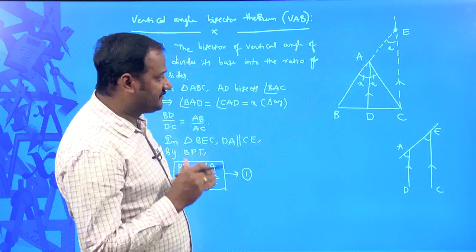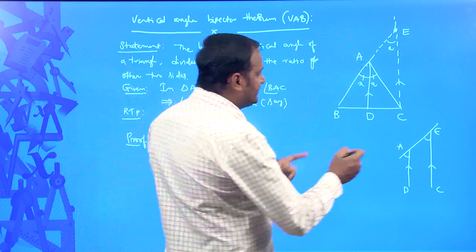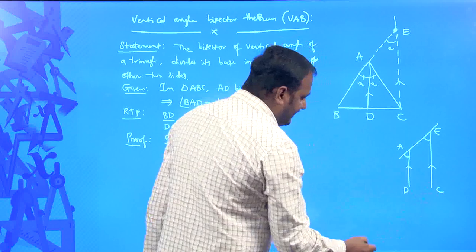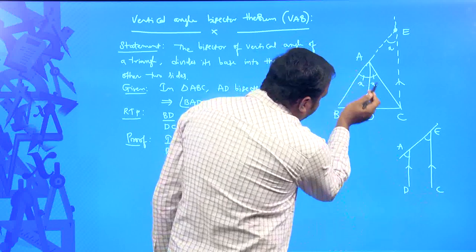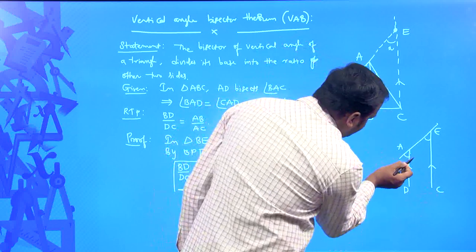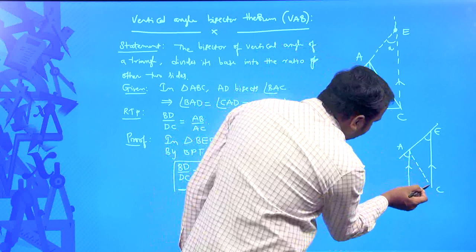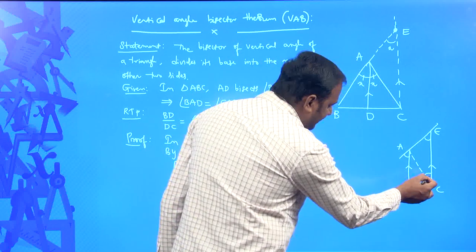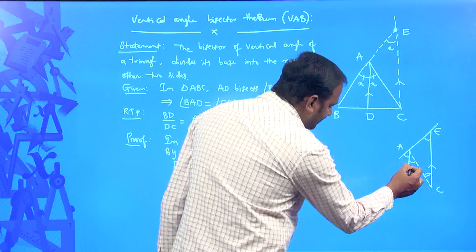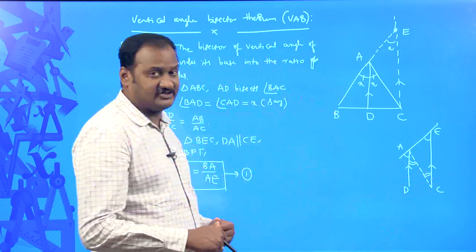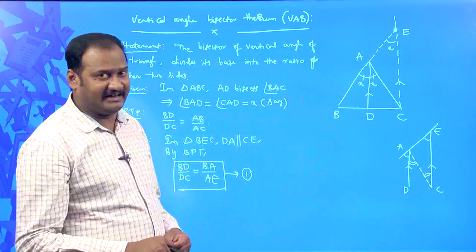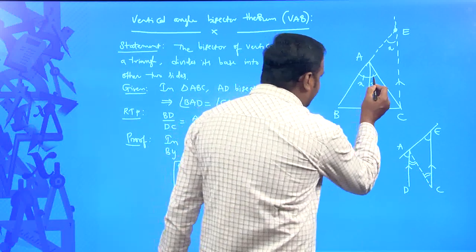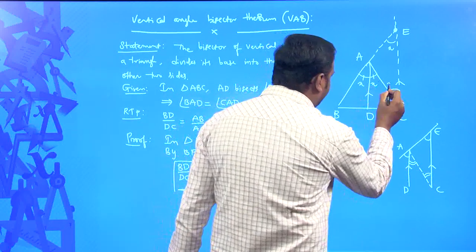So coming to the next pair, what is the next pair here? See, same AD, EC. And there is another line AC. Once you observe, this is the line AC, right? If you observe this line AC, then what do you call this angle and this angle? Yes, those two angles are said to be interior alternate angles. Of course, interior alternate angles are also equal, right? So this is the angle x, this is also angle x.